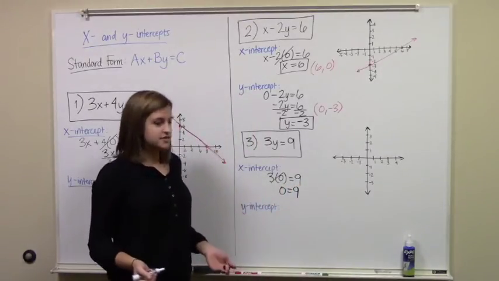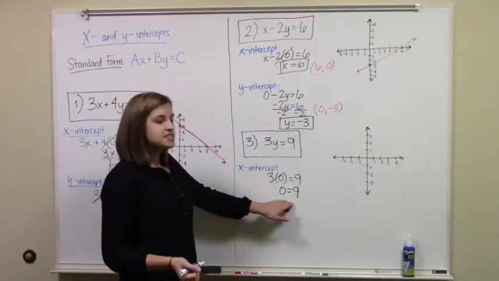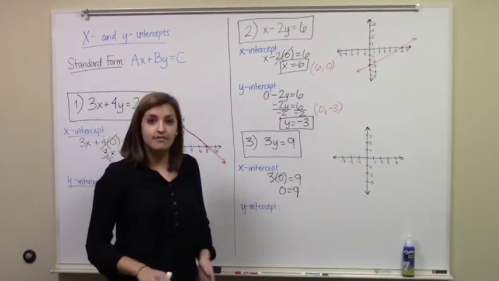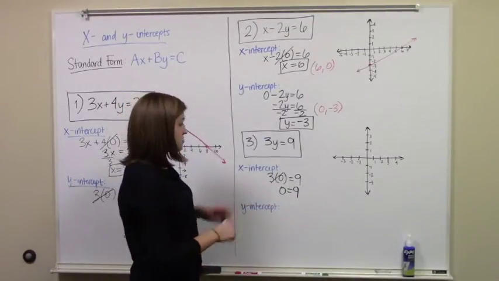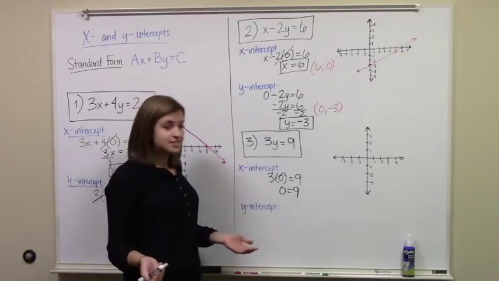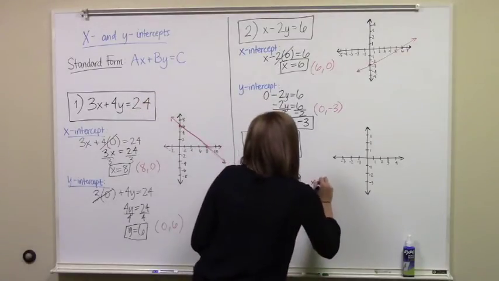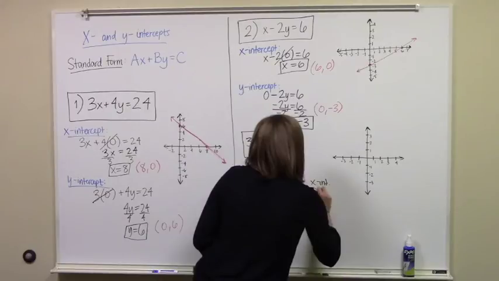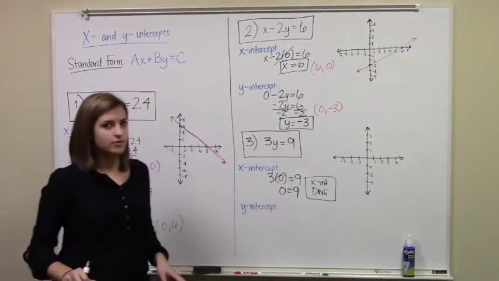But you and I know that this isn't true. So this means that I do not have an x-intercept. So my x-intercept does not exist. So we can write x-intercept does not exist. Okay, let's move on to the y-intercept.